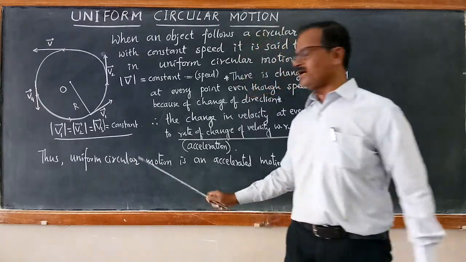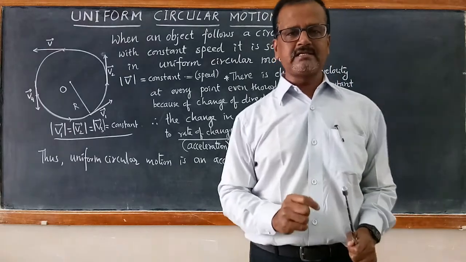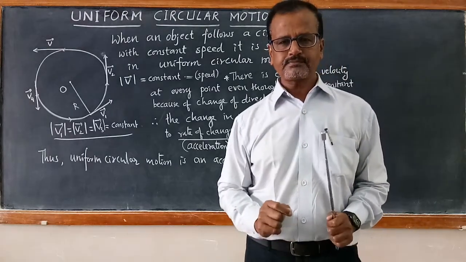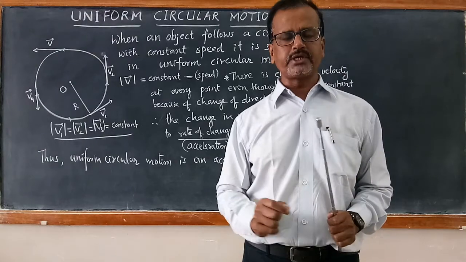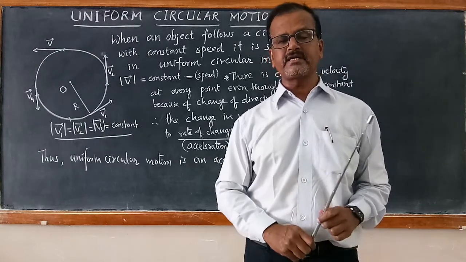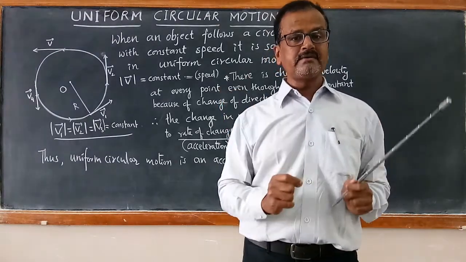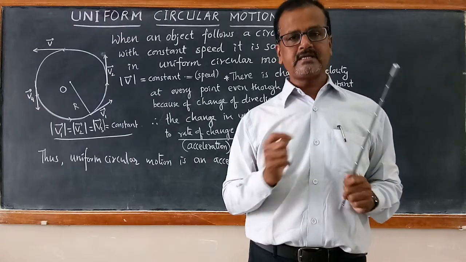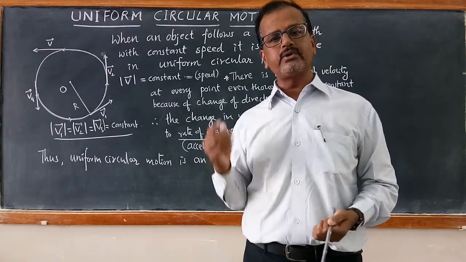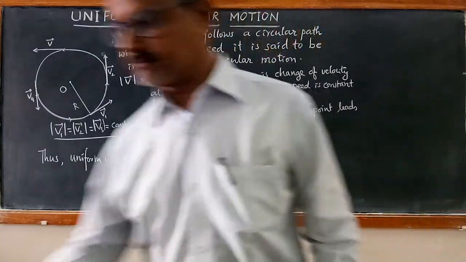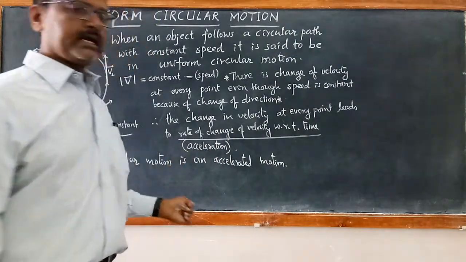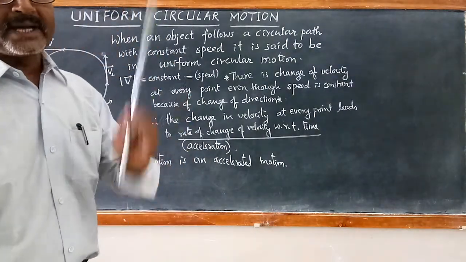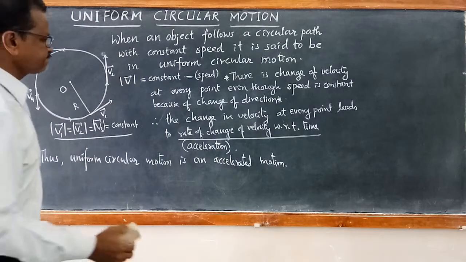Now we have stated that uniform circular motion is an example of accelerated motion. Then what is the direction of acceleration and how much is the magnitude of acceleration? That is the question. This is what we are going to solve now in this session: finding the direction of acceleration and magnitude of acceleration.